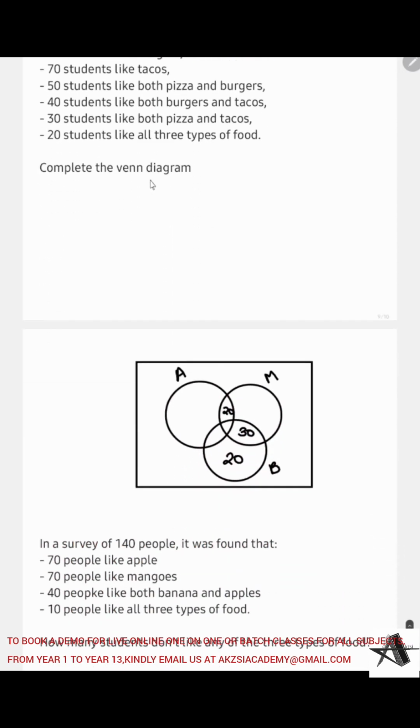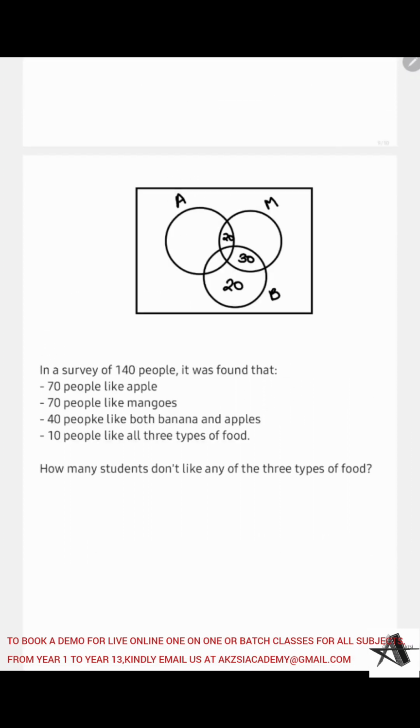Moving on to the next question. I told you that you will find some questions in which some data is given in the question, some data is given in the Venn diagram, and then you have to answer. We have to see in a survey 140 people. It was found that there were 140 people in a survey. So that means this rectangle will have 140 people.